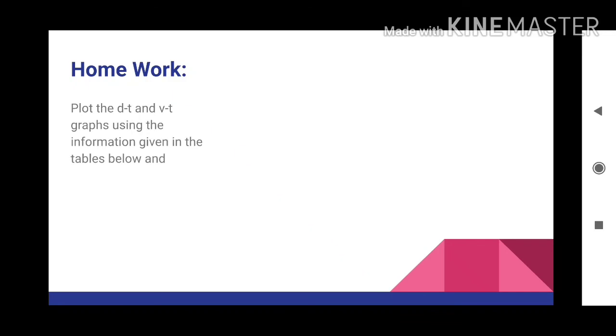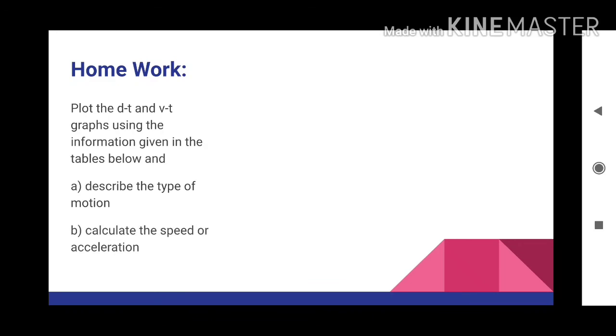So this completes your graphical representation of motion concept, and take down the homework. Your homework is to plot the distance time and velocity time graphs using the information given in the tables below, and describe the type of motion. After plotting the graph, you have to describe what kind of motion it is, whether it has constant speed, constant acceleration, or is at rest, and also calculate the speed or acceleration. For DT graph you will calculate speed, and for VT graph you will calculate acceleration.